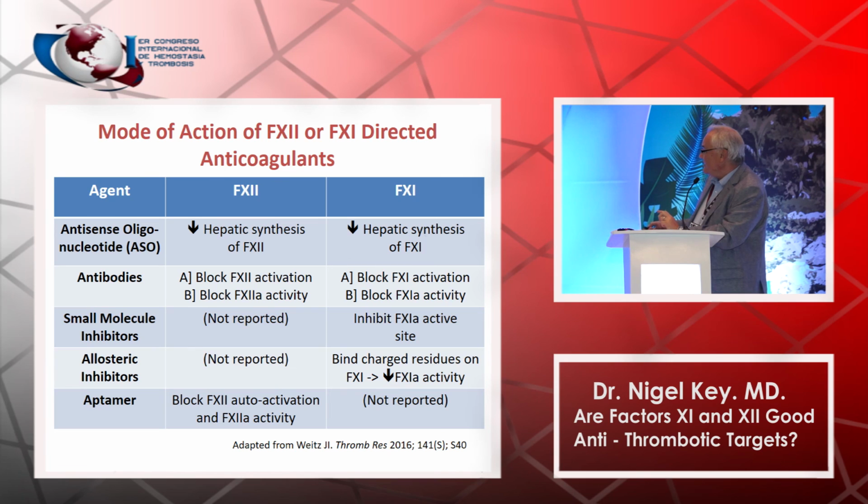So this is what's happening really in the industry. This is Jeff Weitz's review from earlier this year. It's probably out of date already. But there are various approaches ongoing. I've talked about antisense oligonucleotides. This study here, this one that inhibits factor 11 as an antithrombotic. Interestingly, the company that's working on antisense oligonucleotide for 12 is targeting hereditary angioedema, not thrombosis, which is interesting.